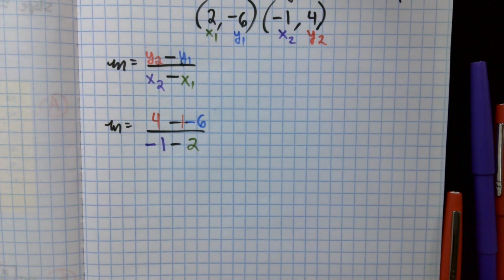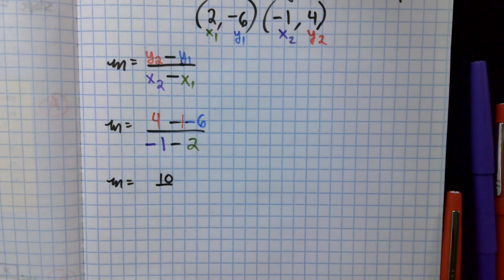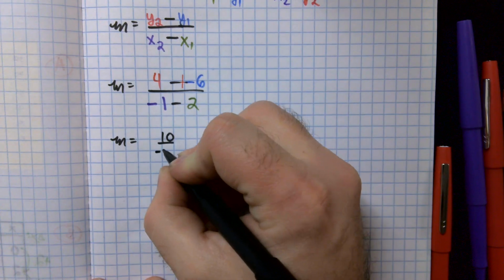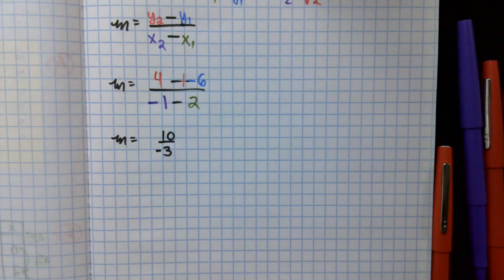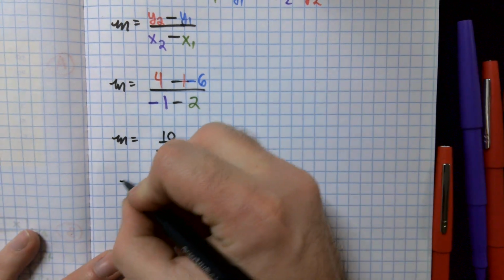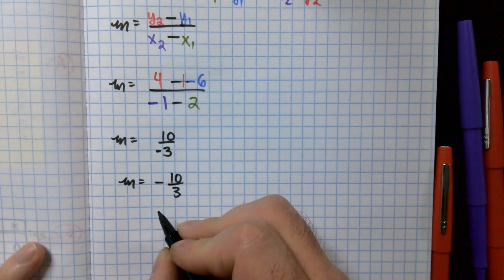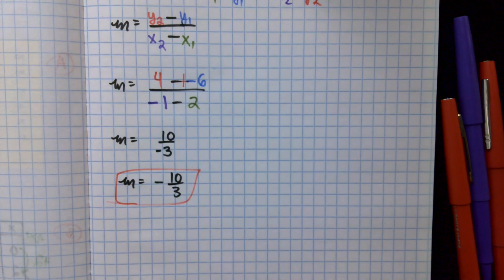Now the top says 4 plus 6. What is 4 plus 6? 10. And across the bottom, what's -1 minus 2? -3. Can I simplify it? -10 over 3? No, but what should I do to make this look a little bit nicer? Yeah, put the negative sign on the outside. That's right. Put the negative sign either outside my fraction or up on the top. We don't want it hanging out in the bottom. There's my rate of change, -10 over 3.